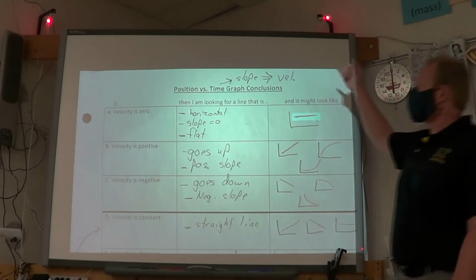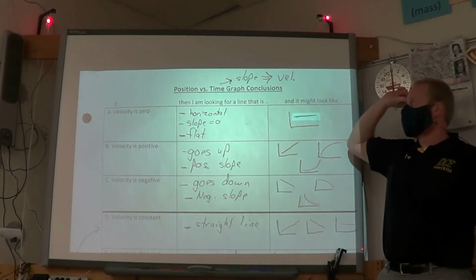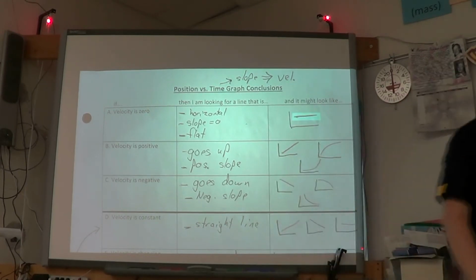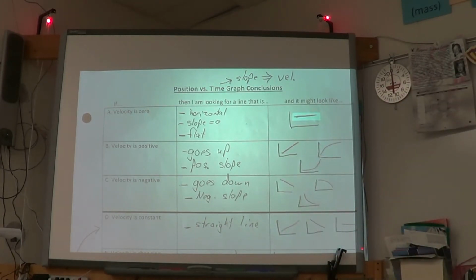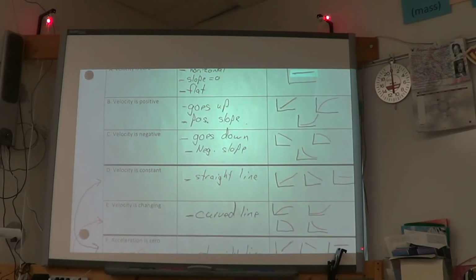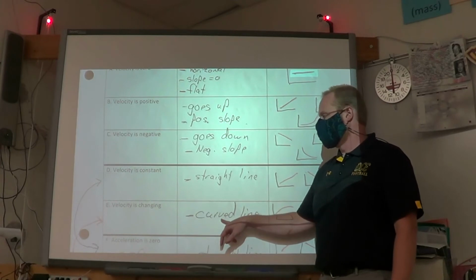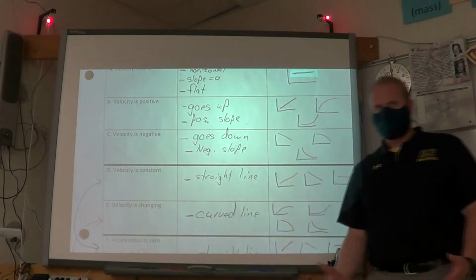Remember, the slope gives us velocity. The slope of these types of graphs gives us velocity. So if my slope is constant, a straight line, then my velocity is constant. However, if my slope is changing because it's a curved line, then that means my velocity is changing.